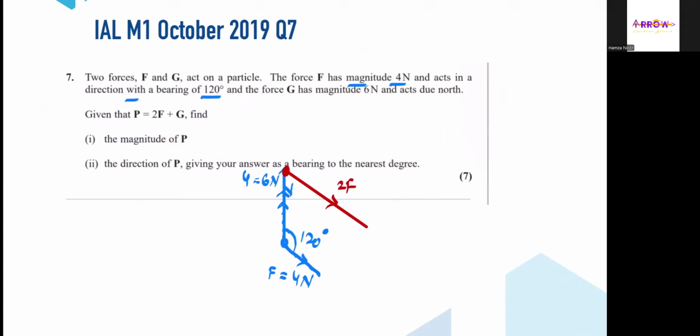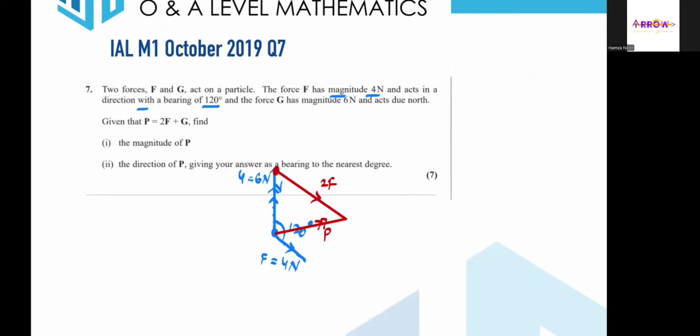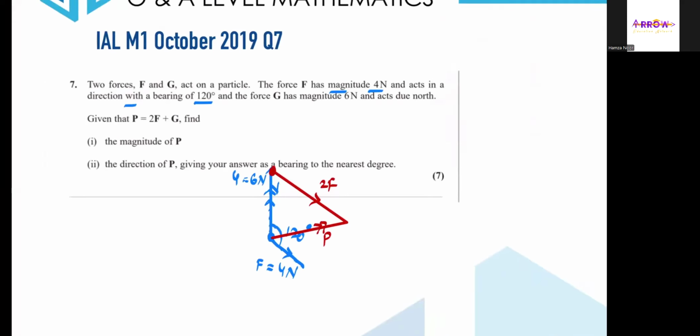And basically P is the resultant of 2F and G, meaning G plus 2F, or you can say 2F plus G, same thing, right? Either you say P is equal to 2F plus G, or you say P is equal to G plus 2F, the same thing. So now the third side of the triangle will be the resultant force. Here is the resultant force which we are looking for, which is the resultant of 2F and G, not F and G. So here is basically the force P. In this simple way, we are going to make this diagram over here.